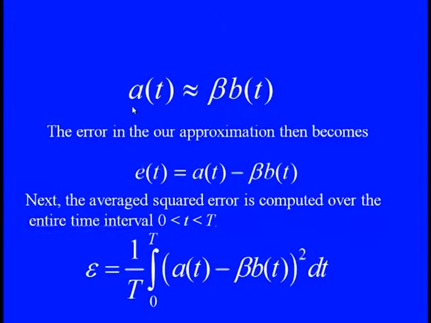So, we can say the error, which is the averaged square error, is equal to 1 by total time T, into the integration from 0 to capital T of A of t minus beta times B of t, whole square, into dt. That is how we are computing this error.